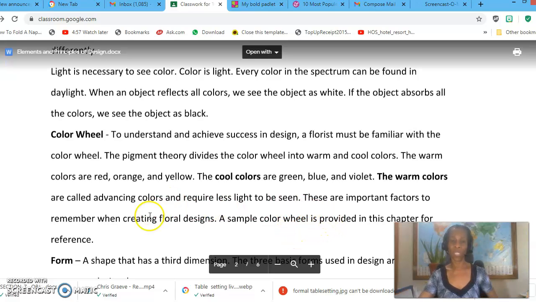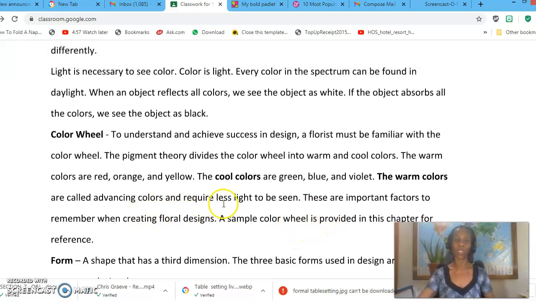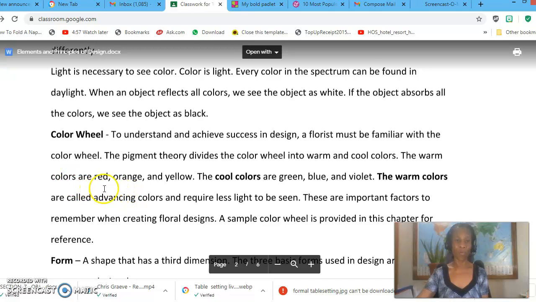The warm colors are called advancing colors and require less light to be seen. These are important factors to remember when creating floral design. So, the warm colors are red, orange, and yellow.